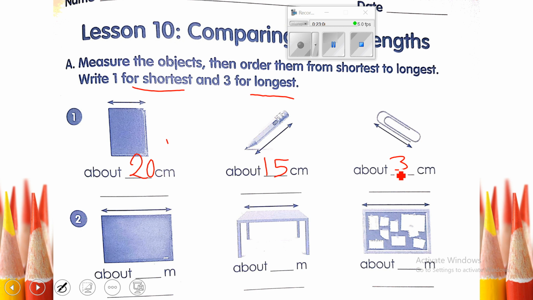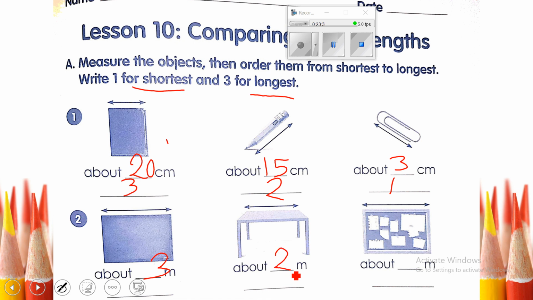So which one is the shortest? Perfect, paper clip. Which one is the longest? Perfect, it's the book. So number 2 is in between. Here is in meter. We have the chalkboard, we have the table, and we have the bulletin board. The chalkboard is so long, it's about 3. And the table, it's about 2.